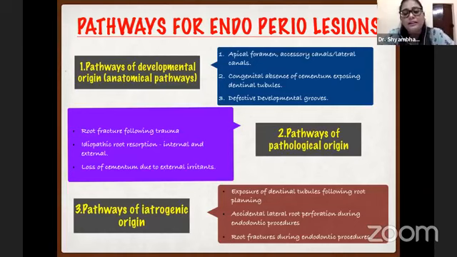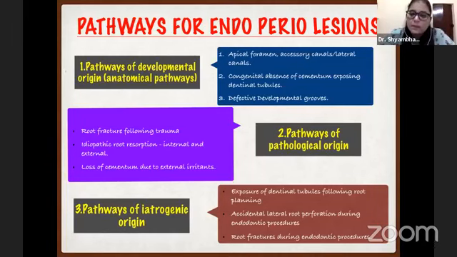The pathways that come under this are the apical foramen, which is a part of every tooth, the accessory canals or the lateral canals, and the congenital absence of cementum exposing dentinal tubules. Now this can also be present in some cases, or defective developmental grooves might be seen. For example, if there is a palatogingival groove or some other kind of developmental groove, then there will be a high chance of acquiring an endodontic or periodontal lesion in due course of time.